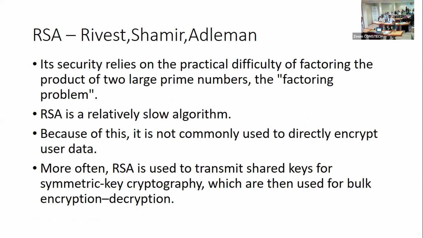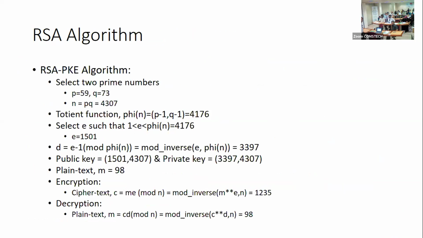So RSA has been doing very well until recently. Let me give you an example of how RSA works. RSA is based on modular arithmetic. I'm going to focus on modular arithmetic in the second lecture. Let's say I start with two prime numbers, P and Q. In this particular case, I'm using 59 and 73. And then I multiply them to get a number N, which is 4307.